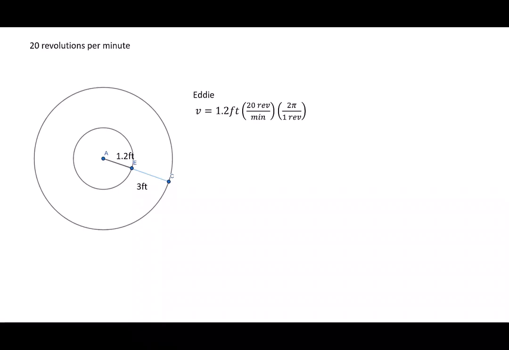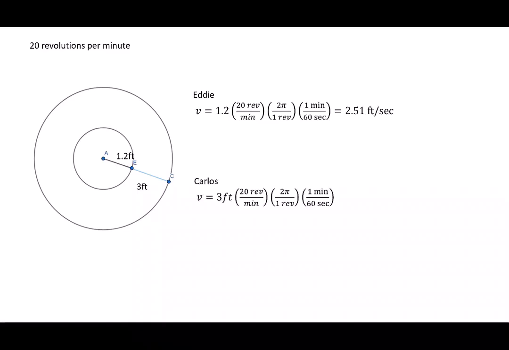I also want to give this answer in feet per second, so I need to switch over from minutes to seconds. So I'm going to multiply by 1 minute is equal to 60 seconds. You can see here that the minutes are going to cancel, the revolutions are going to cancel, then my final answer will be in feet per second. Putting this into the calculator and rounding to 2 decimal places, I get 2.51 feet per second.